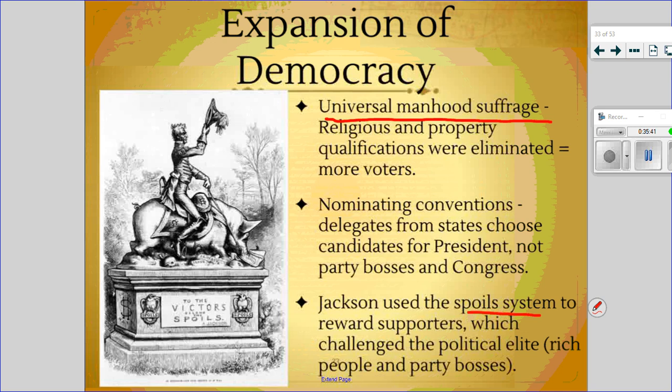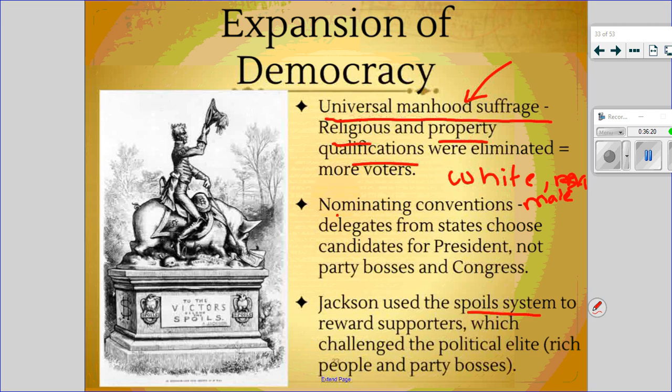Universal manhood suffrage means that the religious and property qualifications are eliminated. You don't have to own property or be a specific religion to vote anymore. Now you just have to be white and male, which is kind of crazy. Like, this says universal manhood suffrage. It's not very universal, is it? Not even all men could vote. Many men could not vote, and no women could vote. So even though democracy is expanding under Jackson, it's only expanding for a set of people.